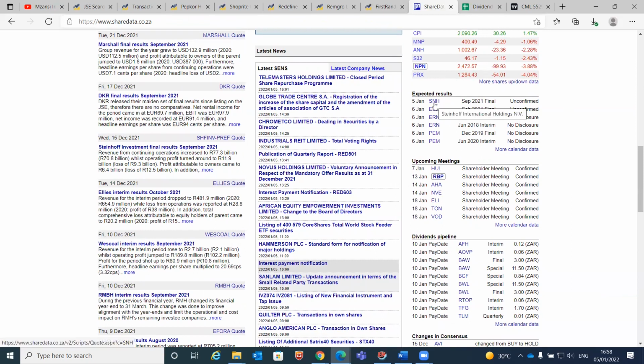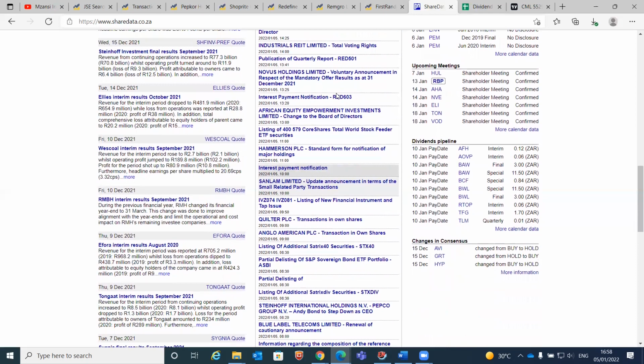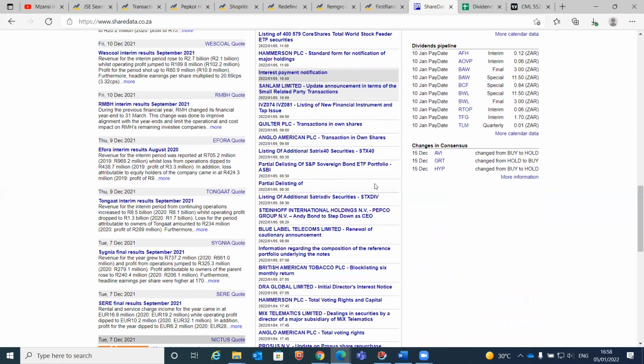Then another thing that I can find here is the expected result. For example, if we're looking at Steinhoff here, they say they have an expected result on the 5th of Jan, which is today. Those results are going to be the September 2021 final results. Once I know that I'm expecting those results, then I can search through here to see if there is any kind of result from Steinhoff.